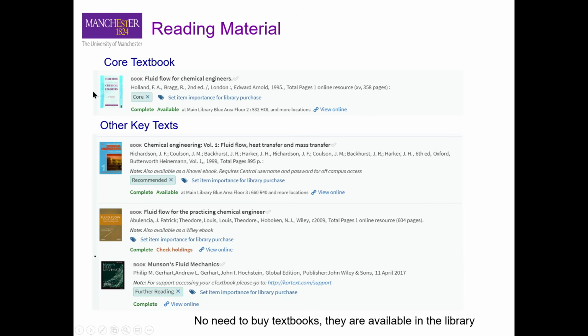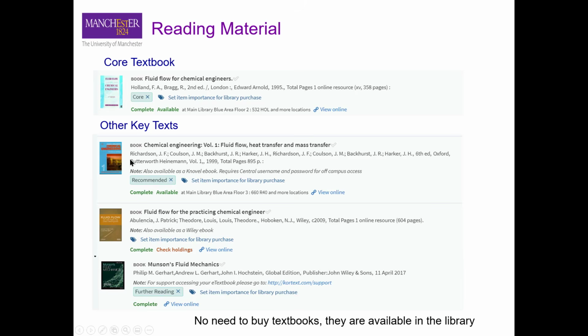In terms of reading material for this unit, because it's a very broad topic that comes under chemical engineering, civil engineering, mechanical engineering, electrical engineering, this is a very fundamental topic in all engineering degrees. So we have a range of books that we can use, but mainly we will be using the book called Fluid Flow for Chemical Engineers, and this is available online through the library, so you don't have to buy any of these books.